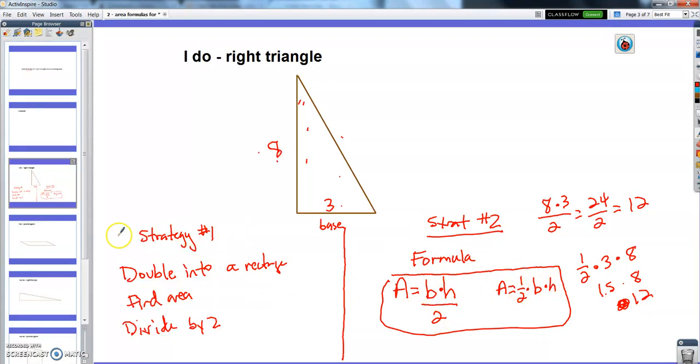And that comes straight from this strategy. You don't even really have to memorize it. If you just remember how it works, double it, base times height, divide by 2. That all comes straight from there.